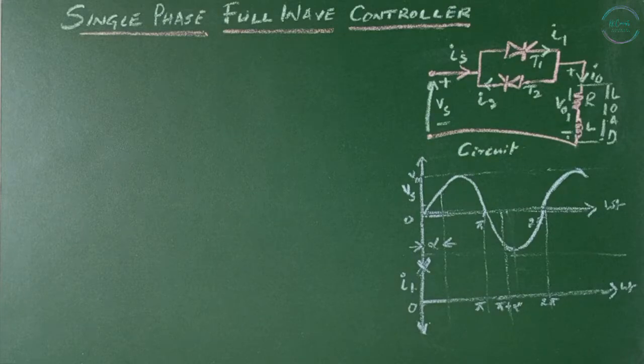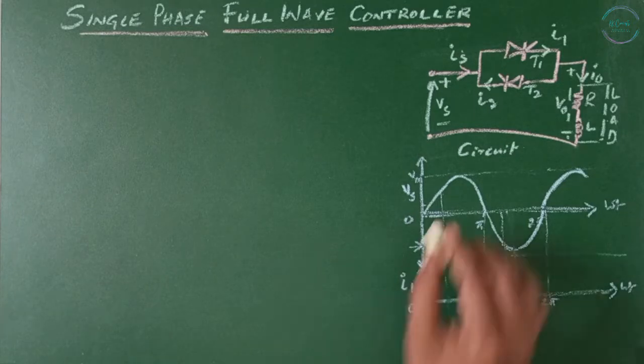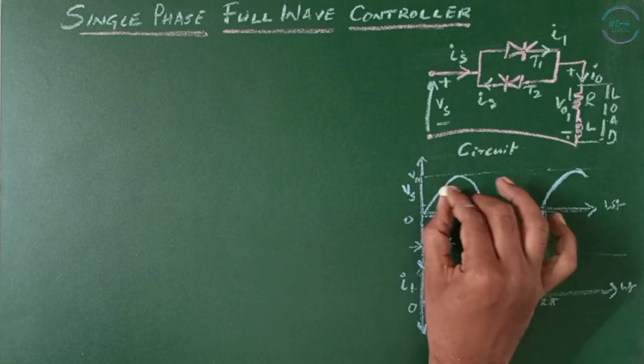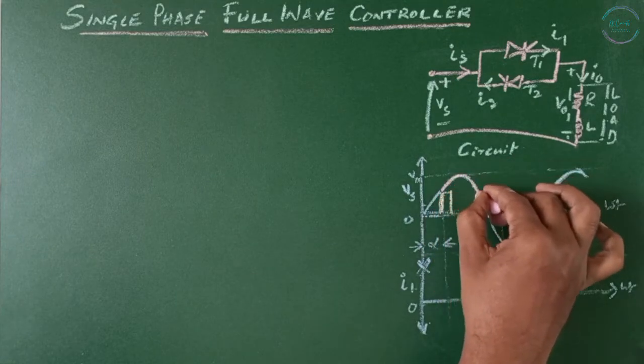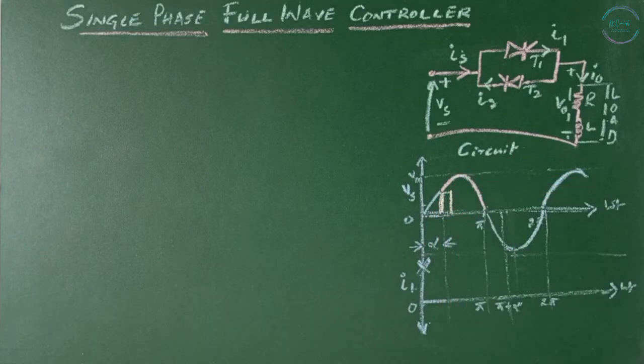Most of the loads are inductive in nature. So here we are considering the load as an RL load. If thyristor T1 is triggered at an angle alpha with a pulse in the positive half cycle, it carries the load current as this. Due to the inductance in the circuit, the current of thyristor T1 would not fall to zero at omega t equals pi when the input voltage starts going negative.